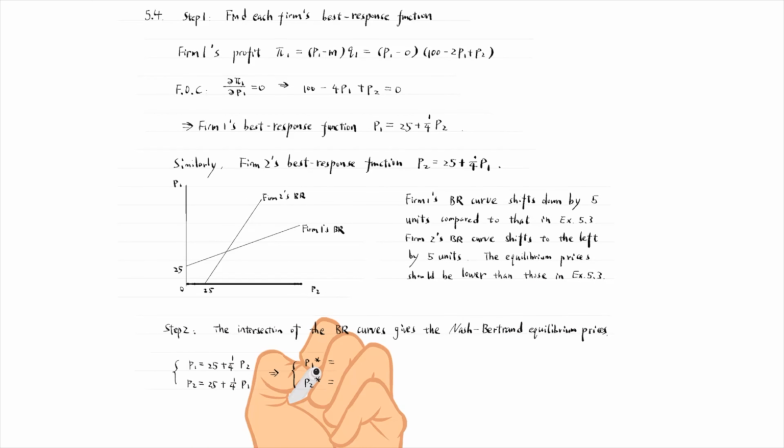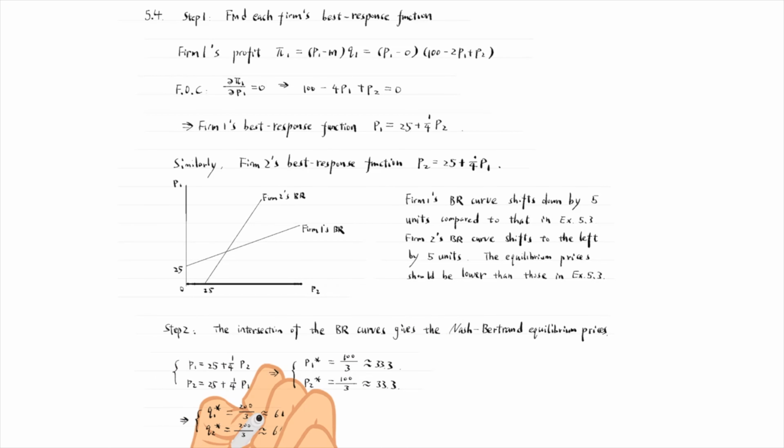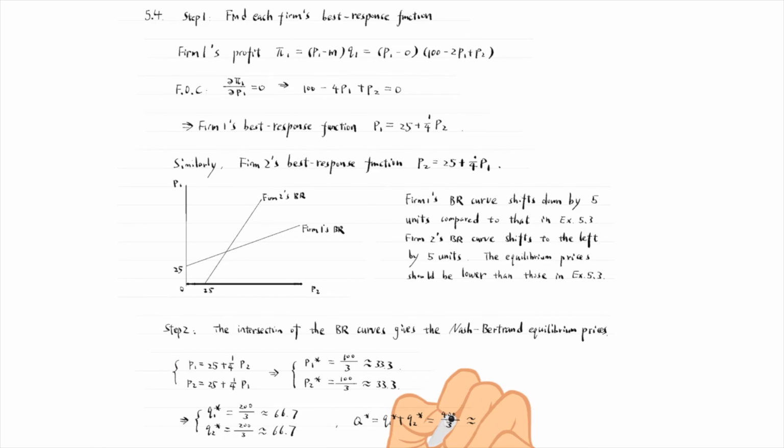Each firm charges $33.3. The Bertrand equilibrium quantity each firm produces is 66.7 units. The total market output is 133.3 units. As the marginal cost reduces, the Bertrand price falls, and the Bertrand quantity increases.